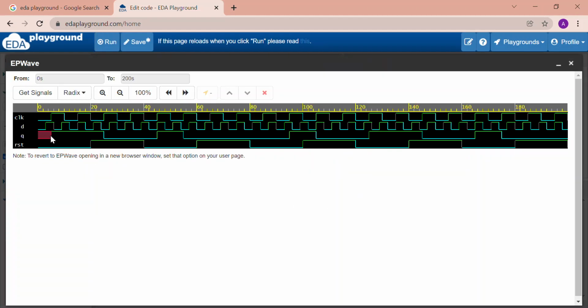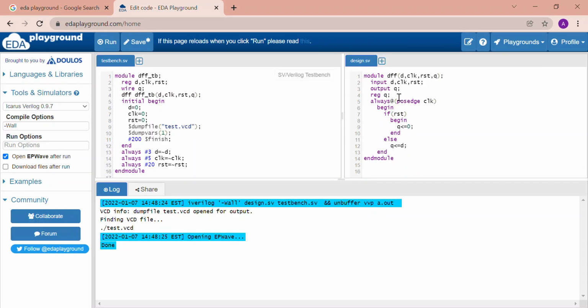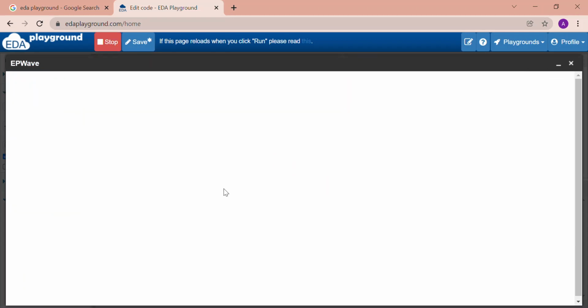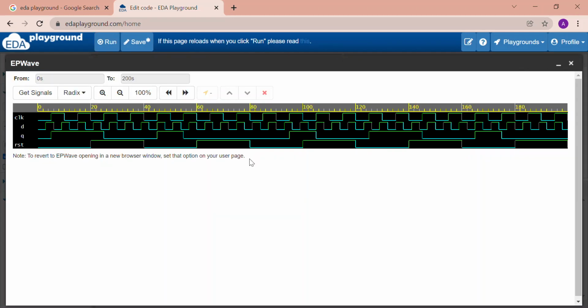See, again we haven't initialized Q equals to 0, so this is the high impedance showing this red mark. Initializing Q equals to 0. See, this is our waveform. When our reset occurs, our data will be 0, but on the triggering at the edge of the clock. See, when the edge of the clock arrives, our reset will function.